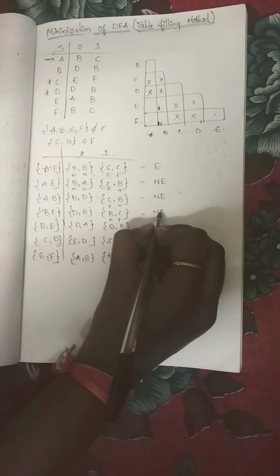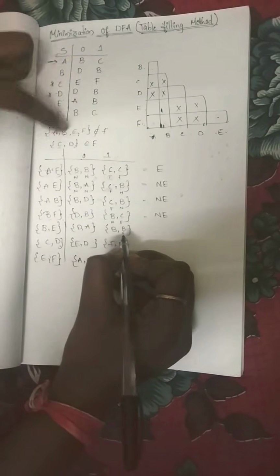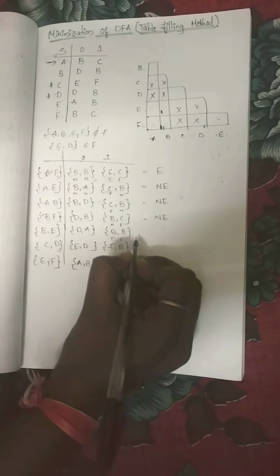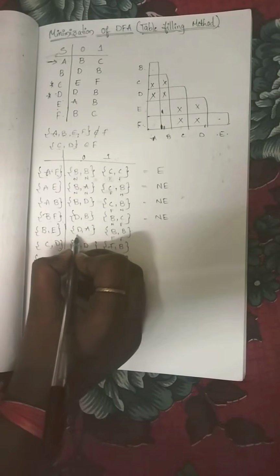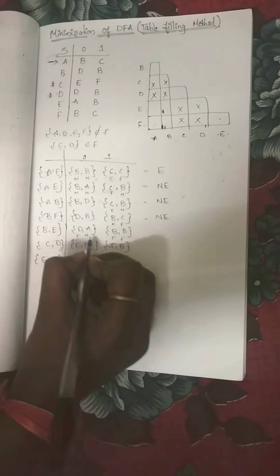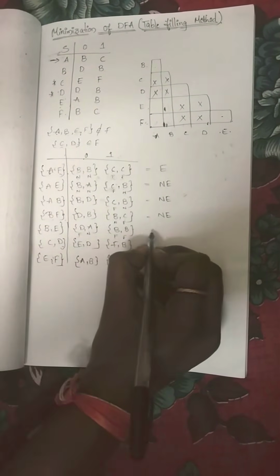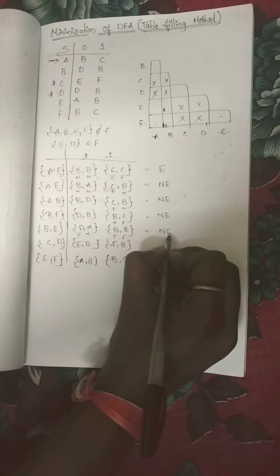It is also not equivalence. Here B, B: it is final, final, but coming to D comma A, D is final and A is not final. So these states are not same. So it is also not equivalence.